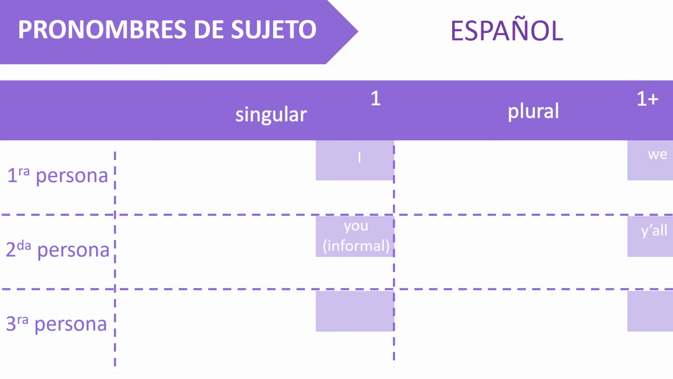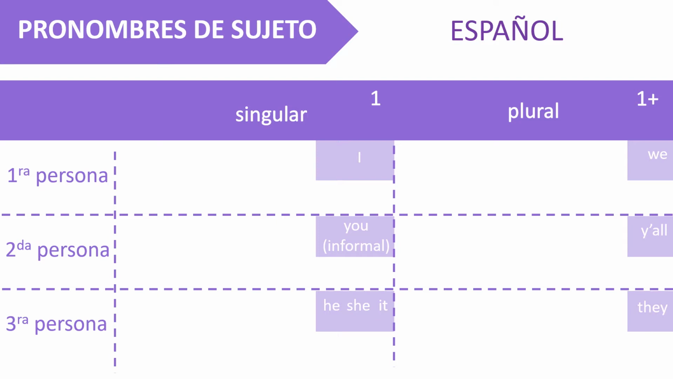In this chart, the singular you in the second person is marked as informal because in Spanish there is an informal you that we will talk about in a moment. When we are exclusively talking about English, there is not a modern informal you. The third person is he, she, it, or in the plural, they.